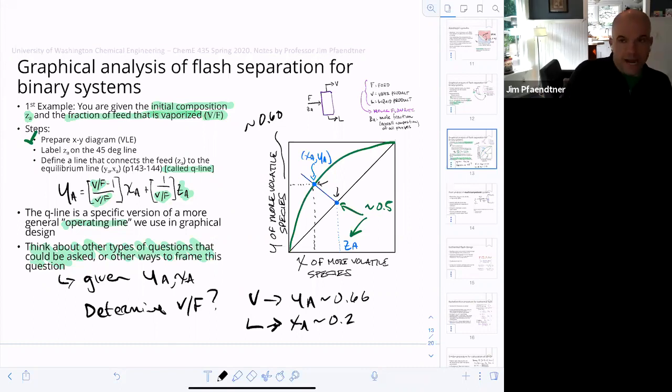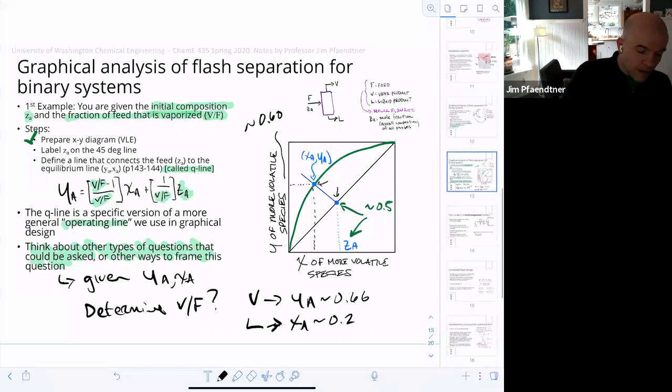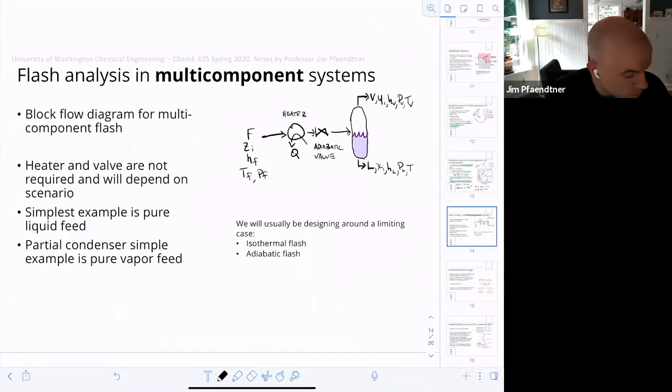So binary systems are not that common. In fact, the first example I wrote was a multi-component system. And so what we want to do next is begin to think about how to do flash analysis in multi-component systems. So here, I'm going to draw the common block flow diagram for a multi-component system. And I think what you have on your screen is just the flash drum. So look at what I have here.